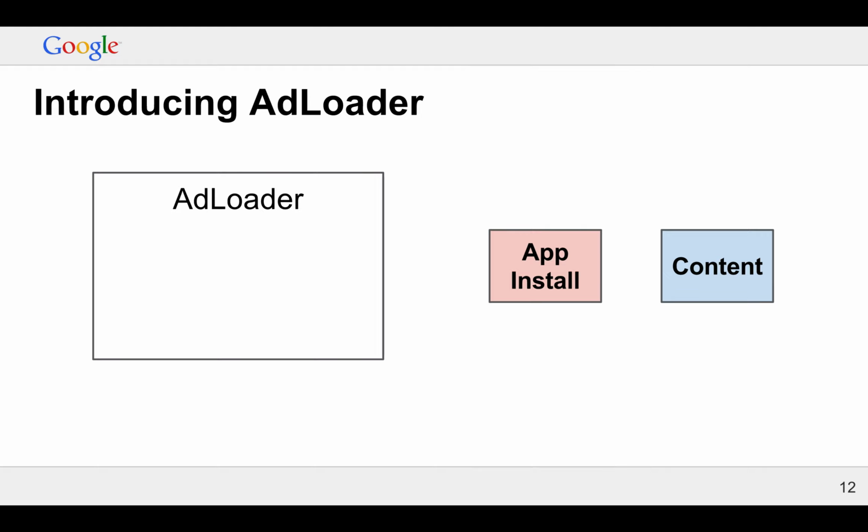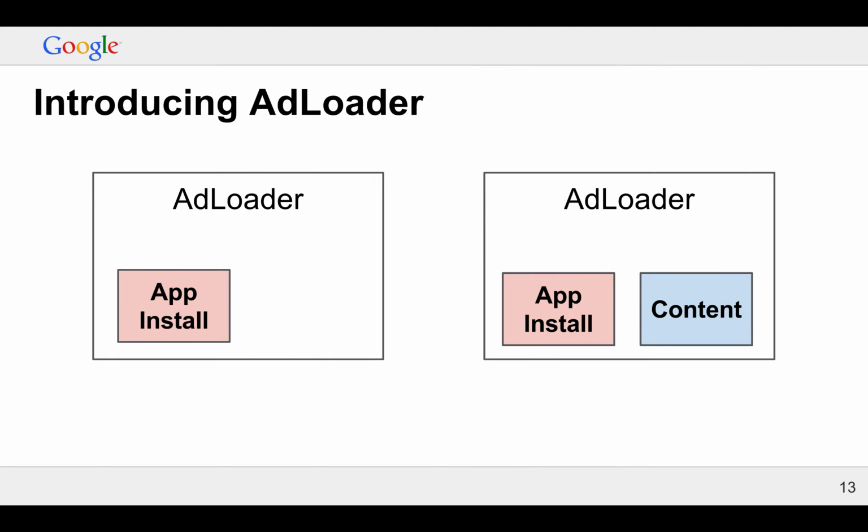So we have this ad loader container, and in the case of native, we have app install and content ads. And so we might create an ad loader that just supports app install ads. We might create one that just supports content ads, or we can create one that actually supports both. In the case where it supports both, you'll have to set callbacks for what happens if you get back an app install ad and what happens if you get back a content ad. And then no matter which one is returned with that individual request, your app will be able to handle it.